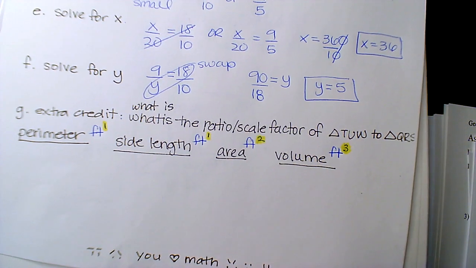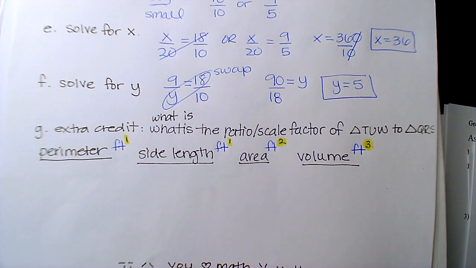So this is what you need to know when you're dealing with scale factor in regards to side length, perimeter, area, and volume. That superscript, that exponent, tells you what to do with the scale factor. So you should be able to jump back and forth. You'll eventually get problems like this.